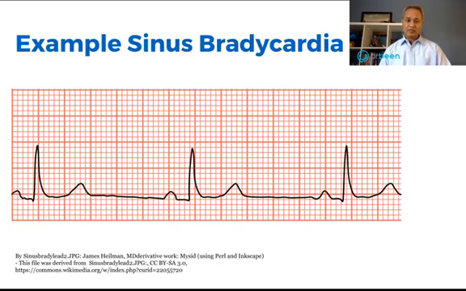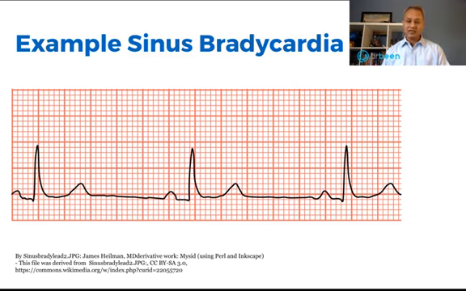So let's see this one. Count the number of big boxes. So see here, 1. This is almost at the boundary, so I'll take that as a boundary. 1, 2, 3, 4, 5, 6, almost 6 boxes. So 300 divided by 6. So this person has about what? 300 divided by 6, about 50-ish. So this person has sinus bradycardia.